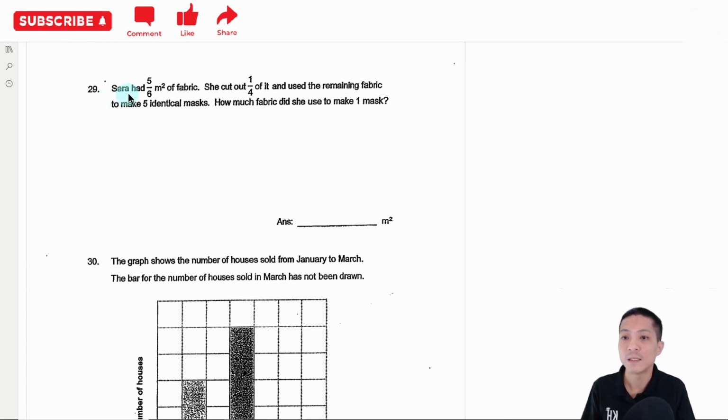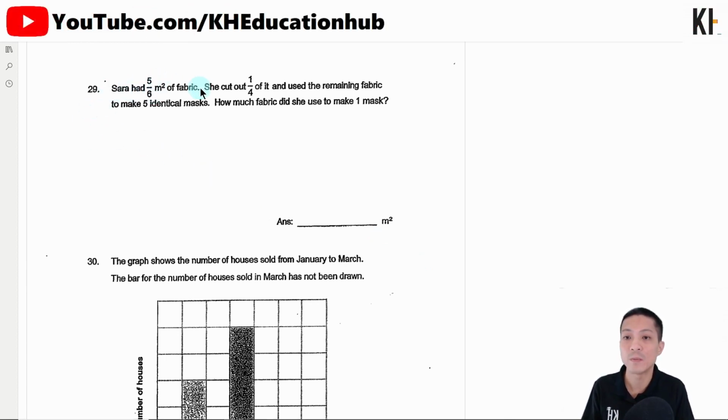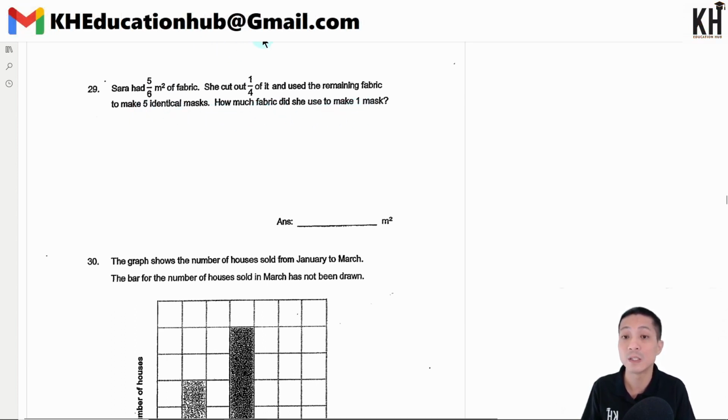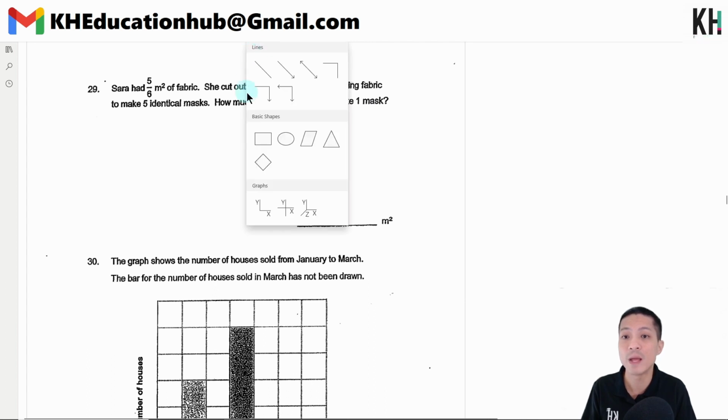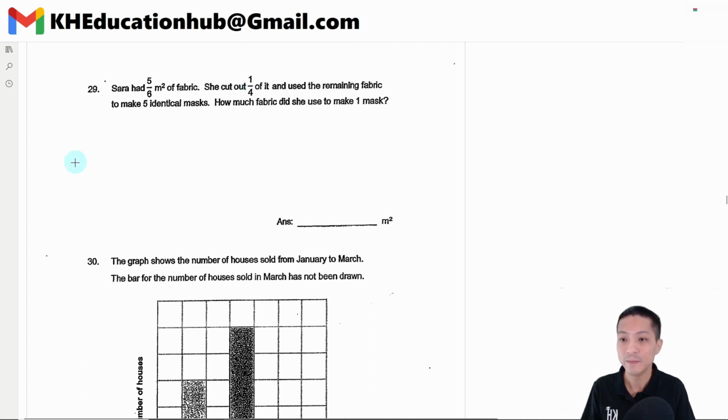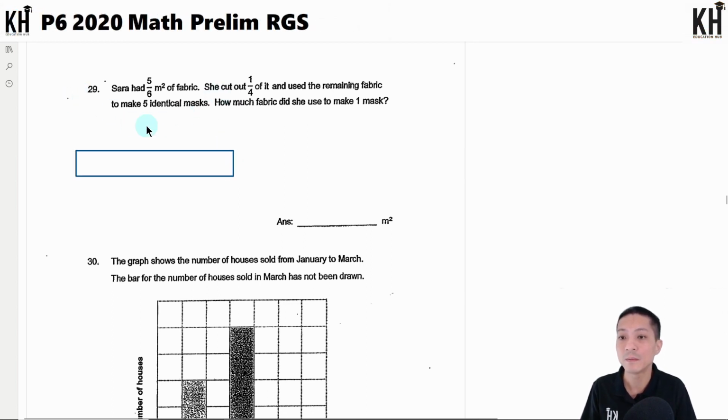Question 29. Sarah had 5/6 square meter of fabric. She cut out a quarter of it and used the remaining fabric to make 5 identical masks. So how much fabric did she use to make 1 mask? So this one is the remainder type of question, right? Okay, so don't panic when you see a fraction. Just do your normal model drawing.